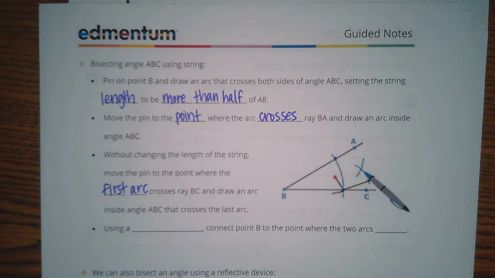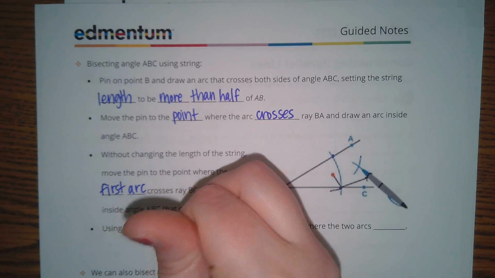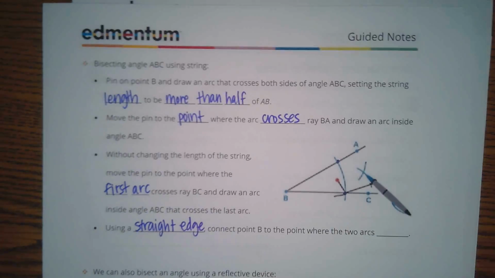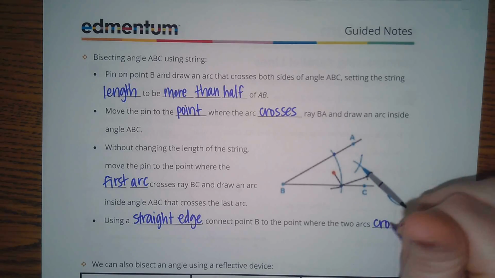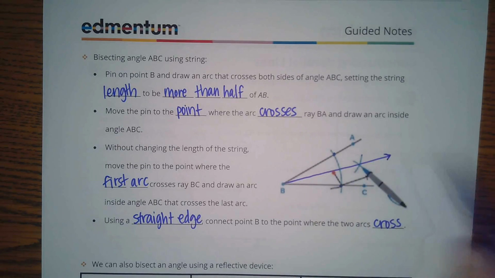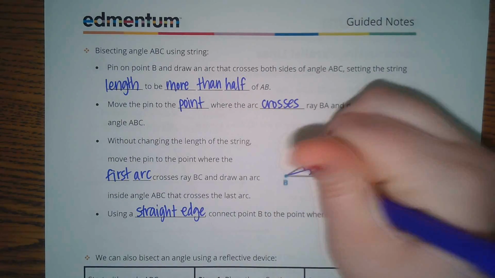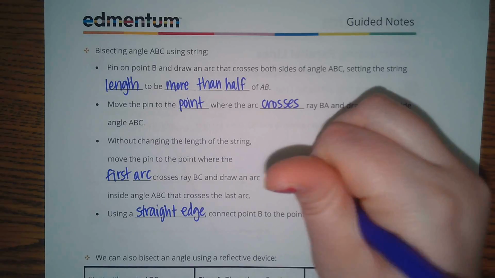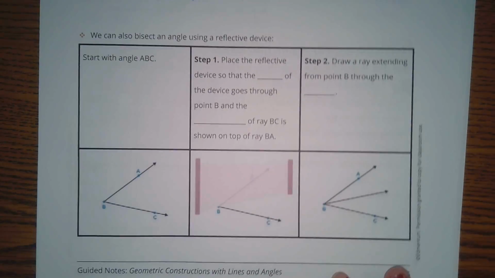And then our very last step is we're going to use a straight edge that's going to connect point B to the point where the two arcs cross. So I would draw a line like that using a straight edge. And then same thing, this angle should be congruent to this angle because we are cutting this whole big angle into two equal pieces. So that's how I would do that with some string.